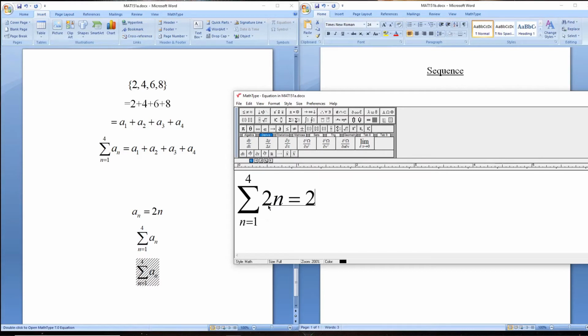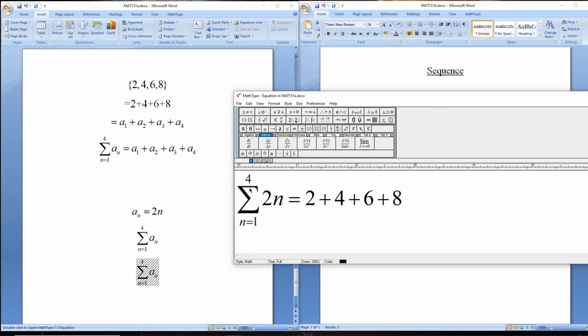Now that we've done n equals 1, we hit the summation symbol, and the summation symbol says add the next number. Now the next number occurs when n equals 2. So now that n equals 2, we have 2 times 2 is 4. And now the summation symbol says add the next number. Now the next number occurs when n equals 3. So when n equals 3, we have 2 times 3, which is 6. And then the summation symbol says add the next number. And now n equals 4. So now we have 4 times 2 is 8.